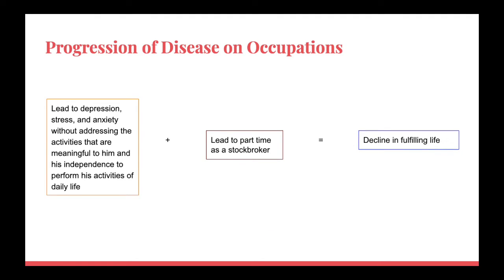The progression of disease on occupations can lead to depression, stress, and anxiety without addressing the activities that are meaningful to him and his independence to perform his activities of daily life, which can also lead to part-time work as a stockbroker, and that can equal a decline in a fulfilling life.